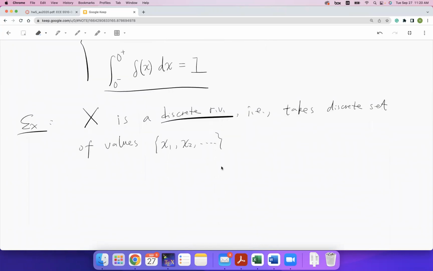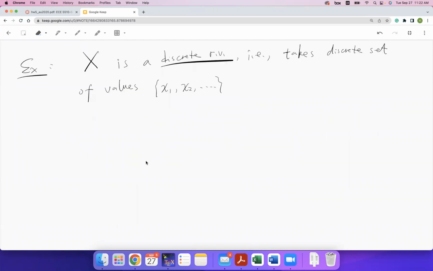Okay, for example, if I define the random variable as in the previous cases, we flip a fair coin twice. For each outcome, I define the random variable as the number of heads that I observed. And for this random variable, it can take values either 0, 1, or 2. So this is a discrete random variable.